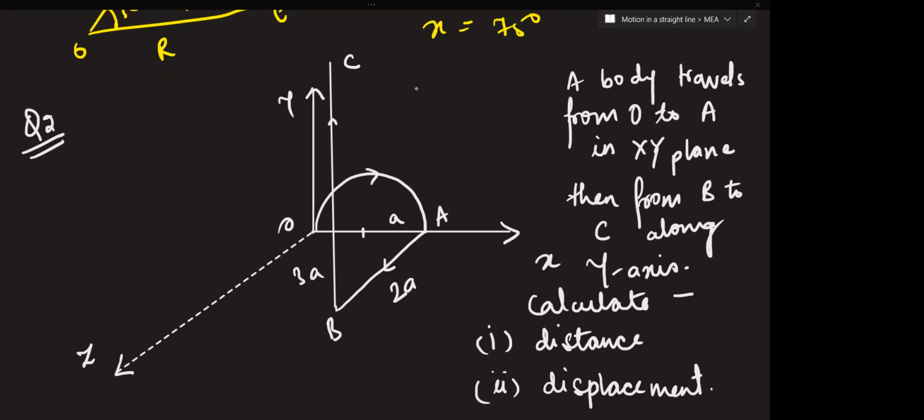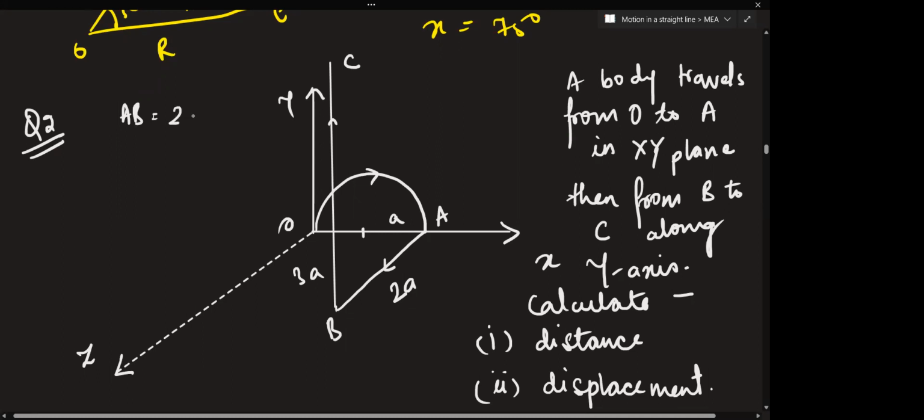From B to C, it's 3a. The radius of semicircle OA is small a. AB is given as 2a. BC is given as 3a. At least the first part you people can solve.